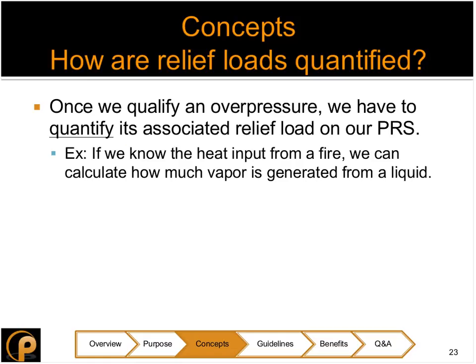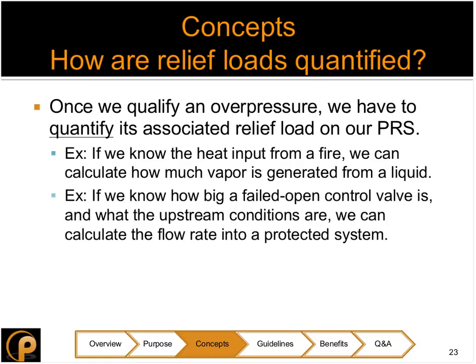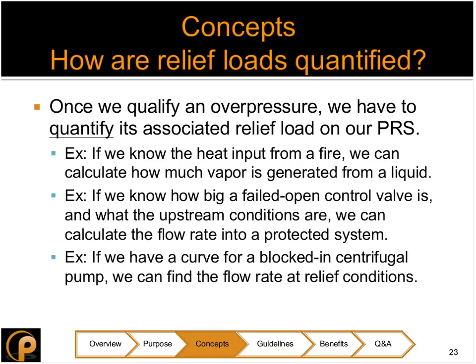If we know the heat input from a fire, we can calculate how much vapor is generated from a liquid. Another example, if we know how big a failed open control valve is and what the upstream pressure conditions are, we can calculate what the flow rate is into the protected system. Another example, if we have a blocked-in centrifugal pump, we can determine a relief load from its pump curve.